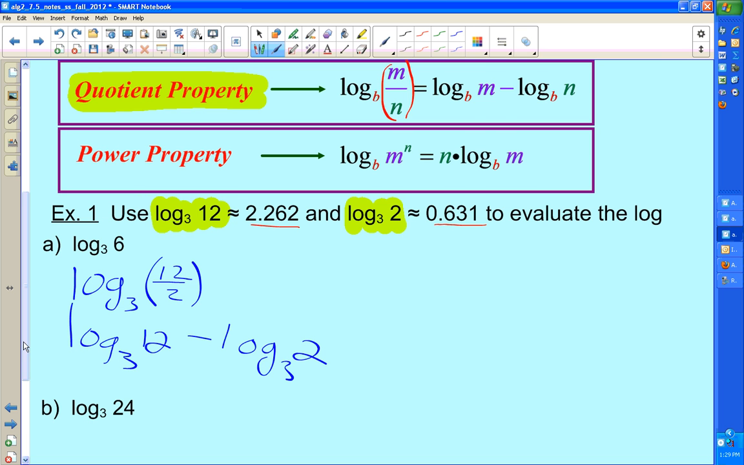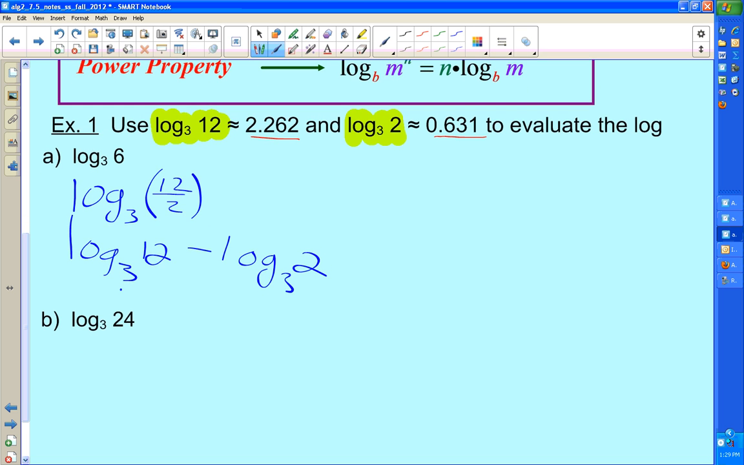Once I get to this stage, log base 3 of 12 is 2.262, and log base 3 of 2 is 0.631. So log base 3 of 6 is whatever you get when you subtract those. 1.631. Okay, all the knowers, what is it? It is 1.631.